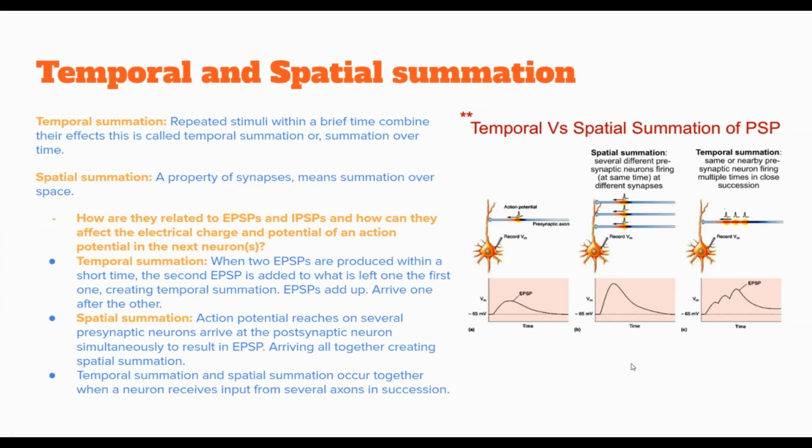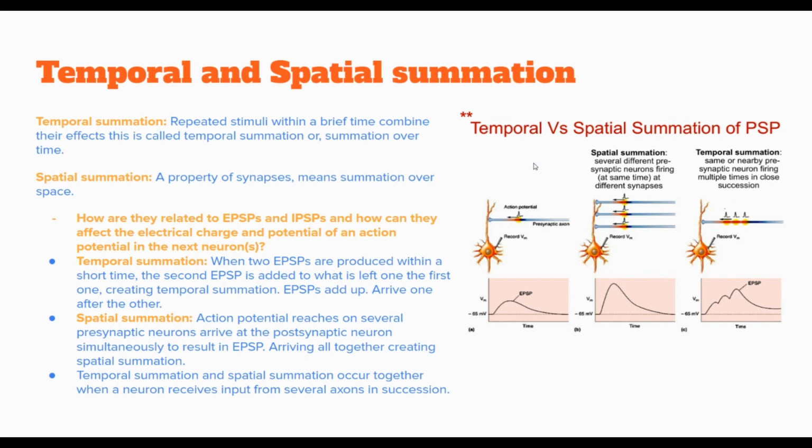Temporal and spatial summation. If you look to the right, we have a little example here of what that might look like. Temporal summation is when repeated stimuli within a brief time combine their effects. This is called temporal summation, or summation over time. Spatial summation is a property of synapses, and it means summation over space. So temporal is time, spatial is space.